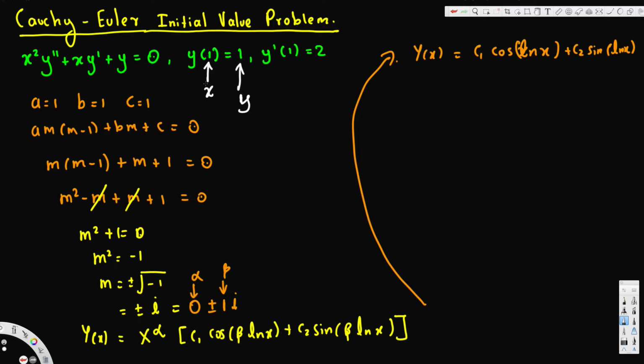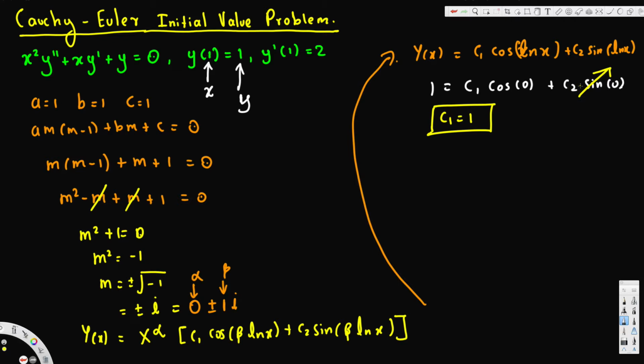Okay, y of x is 1. 1 is equal to C1 cos ln of x. Ln of 1 is equal to 0. So C1 cos 0 plus C2 sine 0. And we know that sine 0 is equal to 0, so the whole term will cancel. Cos 0 is equal to 1. So C1 is equal to 1. We found out the first constant.